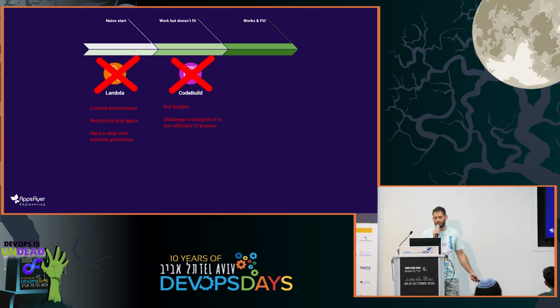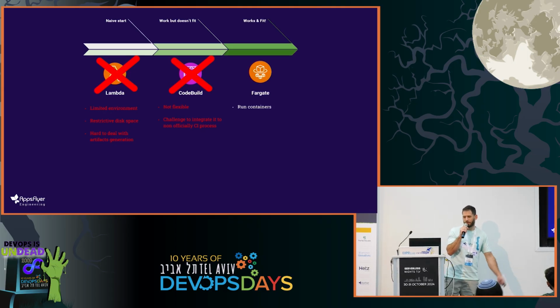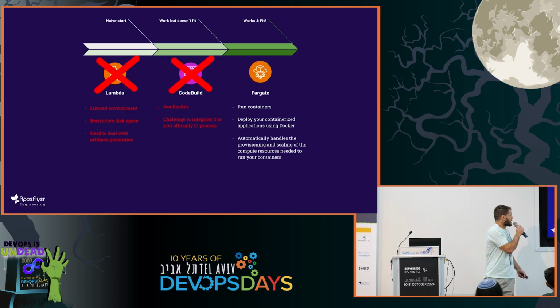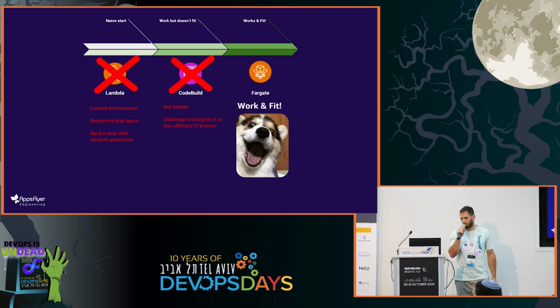And then we found something that worked and fit, which is Fargate. In Fargate, you run containers. Basically, you deploy your containerized application using Docker. And again, you don't have to handle anything, all the provisioning and scaling of the computing resources needed to run your container. Everything is handled. And it worked and fit, and the dog is happy.